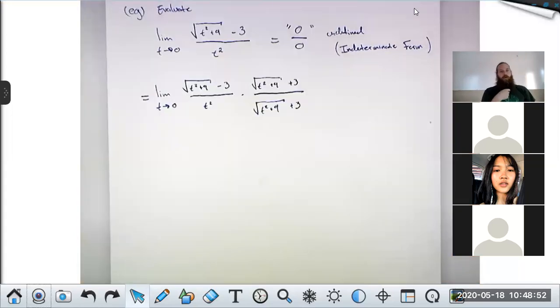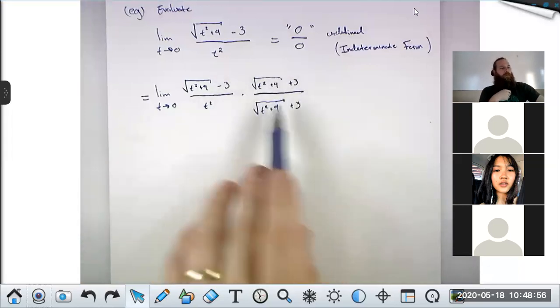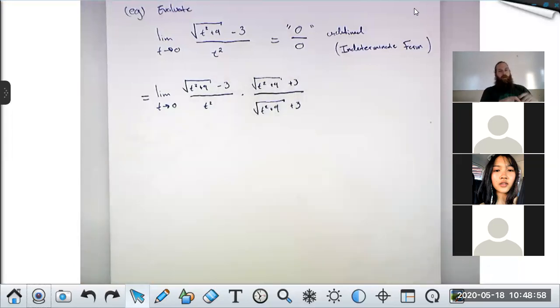So this is what we're going to do. This expression right here is equal to 1, right? It's something divided by that same thing. So I can multiply by that. That's not going to hurt anything. It's not going to change anything. But when I distribute upstairs, something nice will happen.